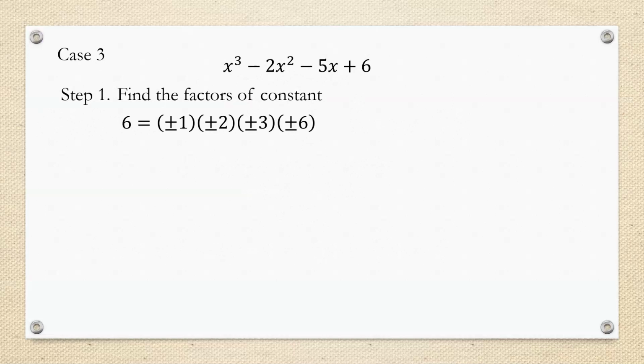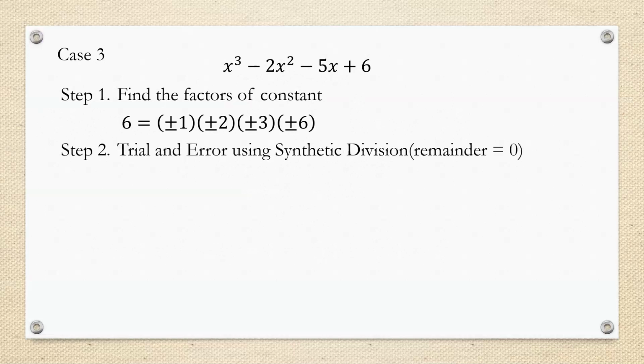Okay? So ganun din kay 2 tsaka kay 3. So positive 2, positive 3, positive 6. Negative 2, negative 3, negative 6. Okay? So yan yung mga factors ng constant. So since na-identify ko yung factors of constant, the next step is trial and error. So I have to use trial and error, but this time, I'm using synthetic division.